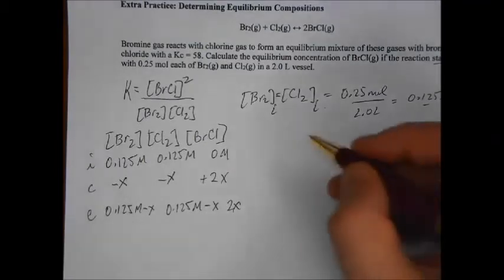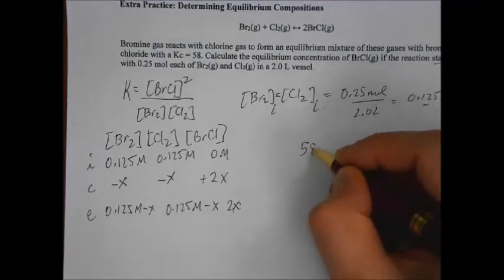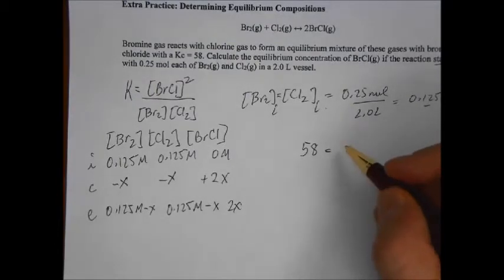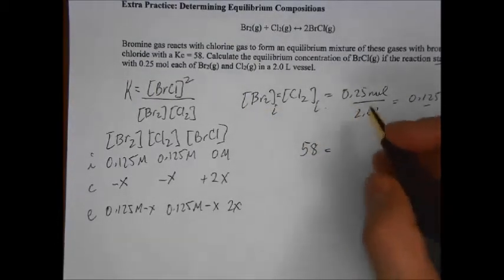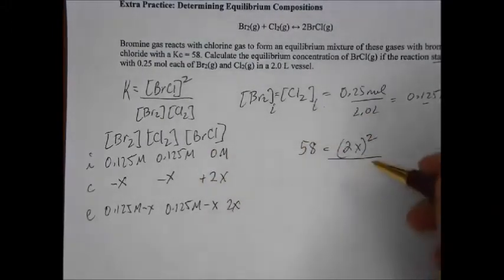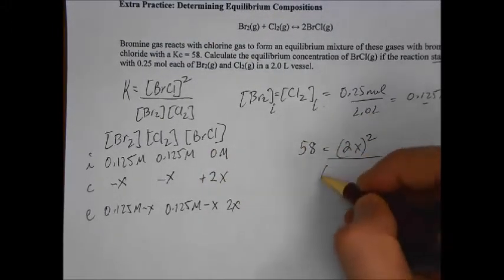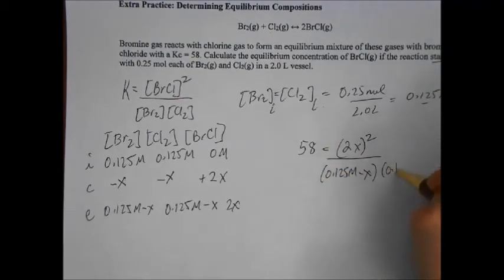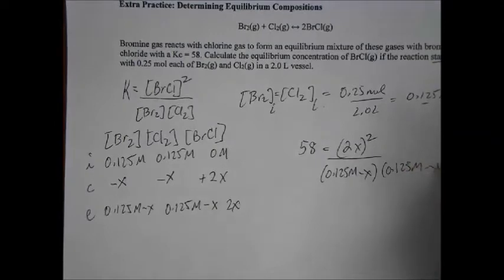So now we're going to come back to our equilibrium expression. We're going to plug all this in. So 58 is going to equal our BrCl, which is going to be 2X, and we're going to square that. And on the bottom, we're going to plug in for Br2 and Cl2. Well, this is going to be 0.125 molar minus X and 0.125 molar minus X.